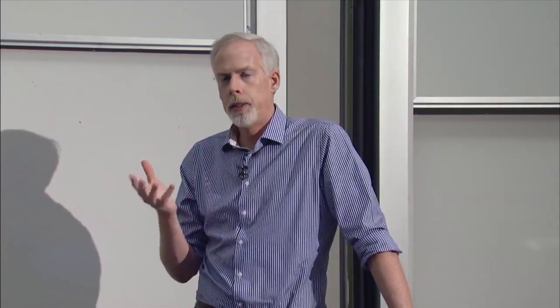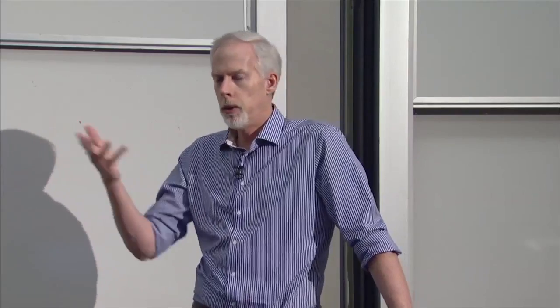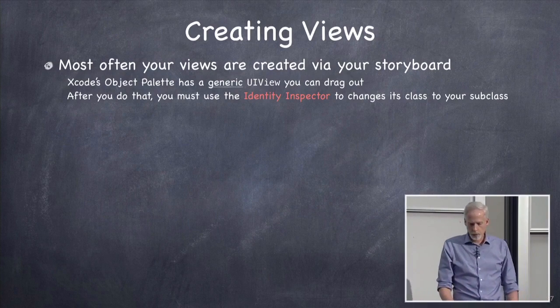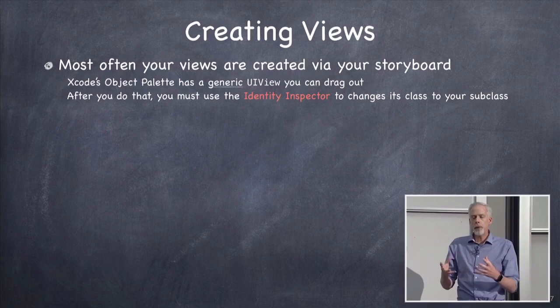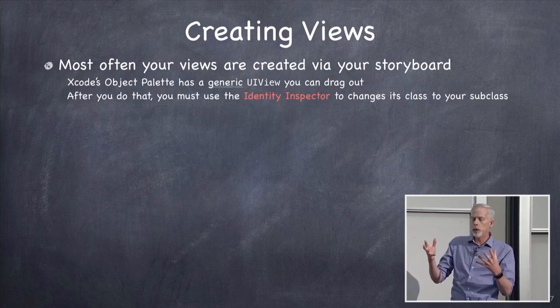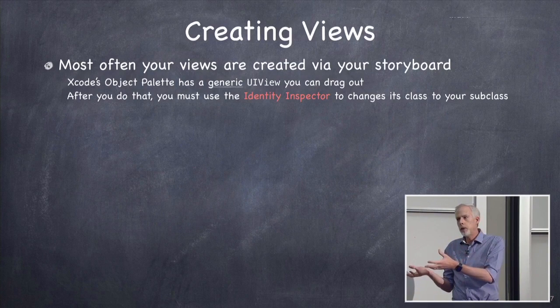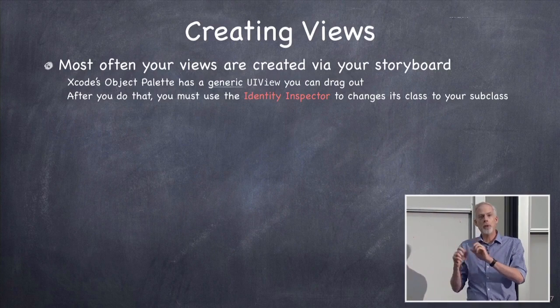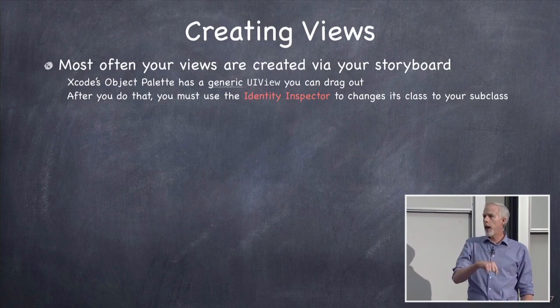Okay, how do we create views? Because I already told you we don't really create them in code very much. What we usually do is we drag them out from the object palette in the bottom of the utilities window, in Interface Builder. But if I built a custom view, Paul's view or something, it's not going to be in the palette. Xcode didn't ship with my view in the palette. So instead, there's a generic view, just plain UIView, and you're going to drag that in.